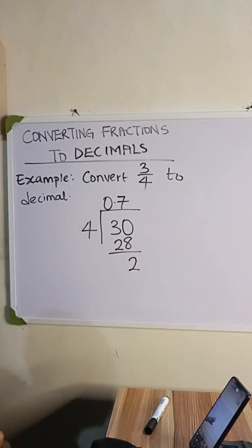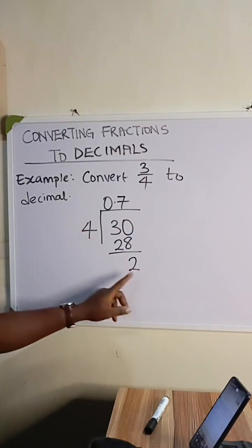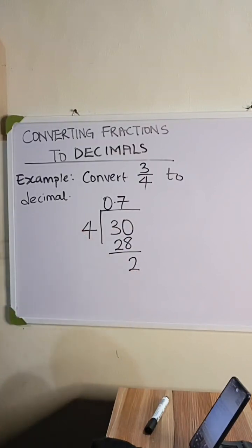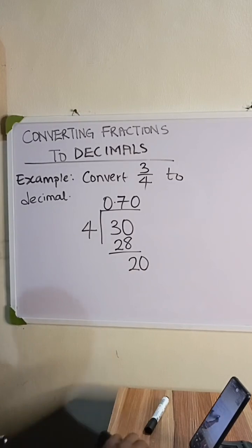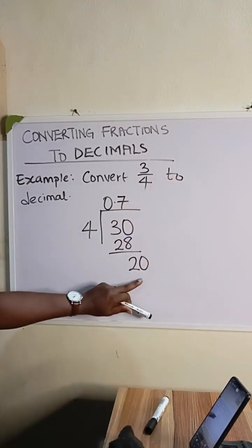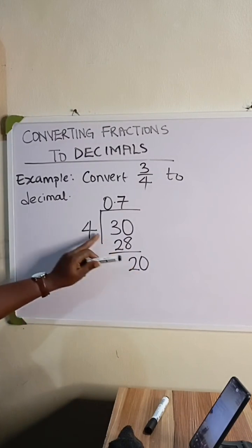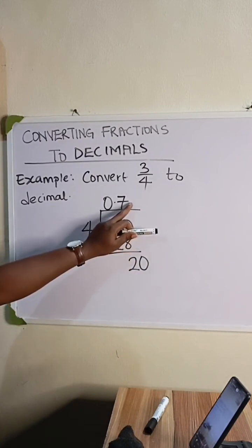Now we have another situation where we have a number that we want to divide by 4, but this number is less than 4. So are we expected to put another 0 here? No. If you put another 0 here and then put 0 here, you'll be wrong. Although we're going to put a 0 here to make 2 bigger than 4, because 2 now becomes 20, we are not going to put any 0 here.